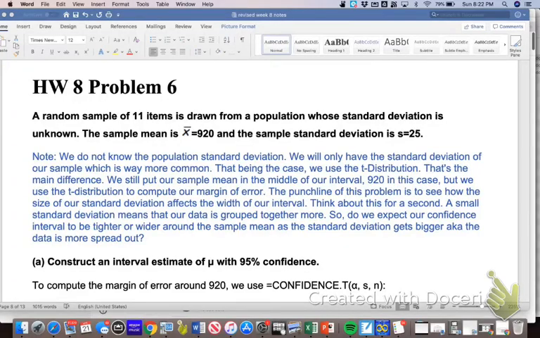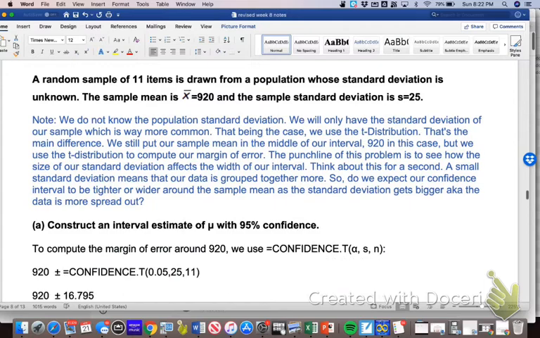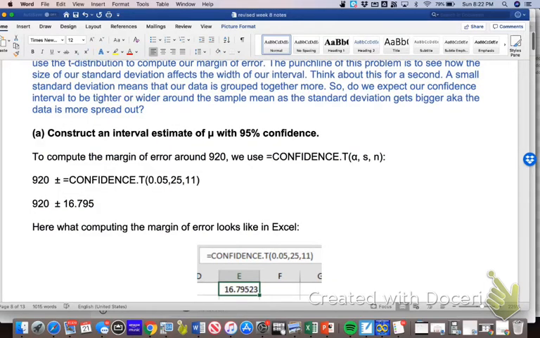Okay, so a big note for problem number 6. Because now we don't know the population standard deviation, we can't do the same thing that we've been doing. Now we're going to have to use the t-distribution instead. And again, there's a whole bunch of reasoning in the book. I'm just going to walk you through the basic steps. And once again, we are going to use Excel to do most of the down and dirty work for us.